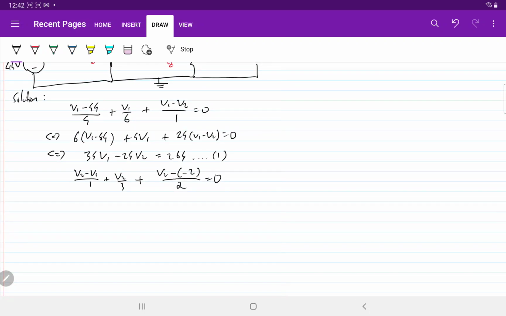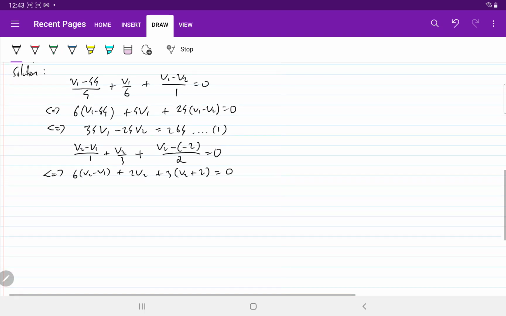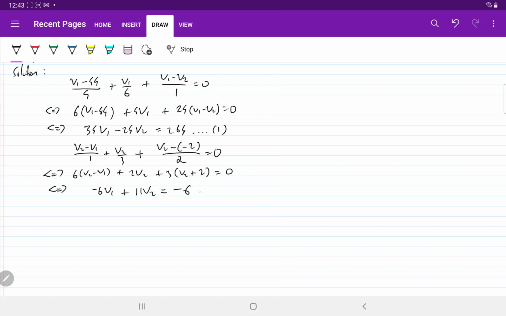To simplify it, we can multiply this equation with 6. We have 6 (V2 minus V1) plus 2 V2 plus 3 (V2 plus 2), right, equals 0. So we have minus 6 V1, 6 plus 2 plus 3 is 11 V2, 3 times 2 is 6, minus 6. That is the second equation.